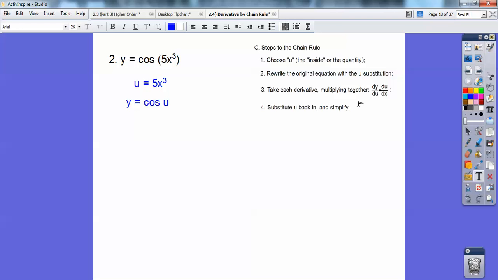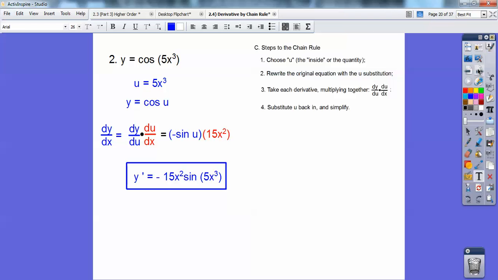Then I'm going to take the derivative of y with respect to u. The derivative of cosine is negative sine. Remember that? Got to know that stuff. And the derivative of u with respect to x is this one: the 3 comes down and becomes 15x squared. Last thing I have to do is substitute in u. U was this quantity 5x cubed. Yeah, there we go. That's the answer right there. I think I got everything. I did. All right, let's try this one.